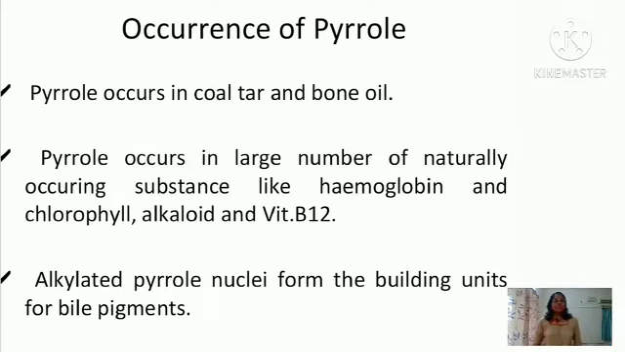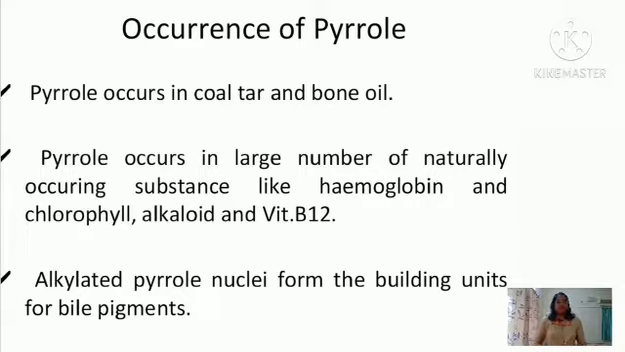Coming to the next topic, where pyrrole is found or where pyrrole occurs. Pyrrole actually occurs in coal tar as well as bone oil. Mainly, the pyrrole nucleus is found in a large number of naturally occurring substances like hemoglobin, which is a red color pigment present in the blood, and chlorophyll, that is a green color pigment present in the leaves. All these pigments contain the porphyrin nucleus, which is made up of a large number of pyrrole nuclei.